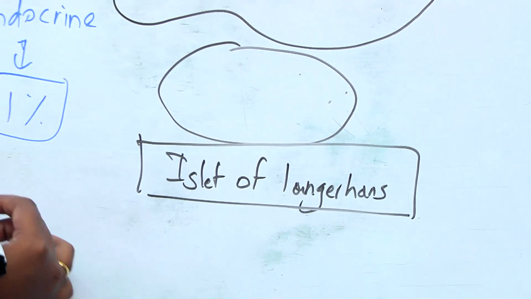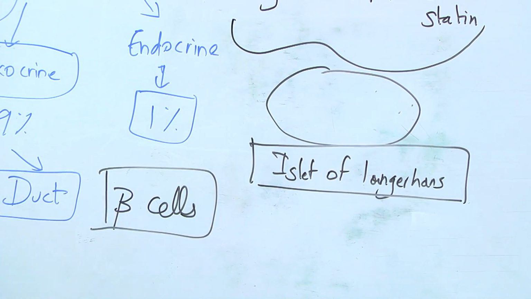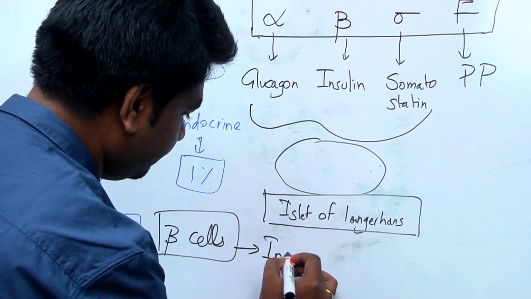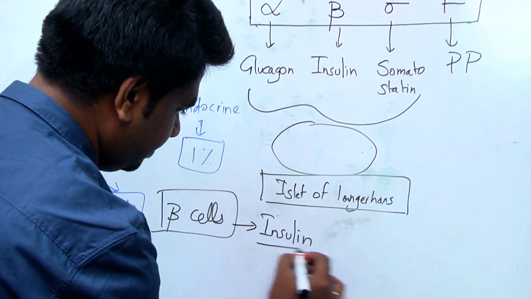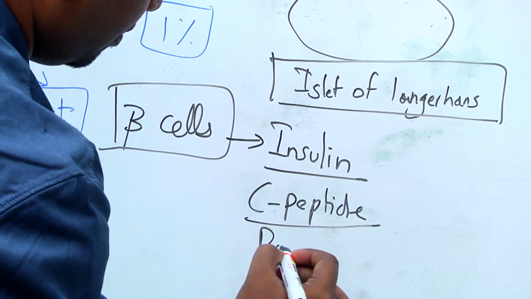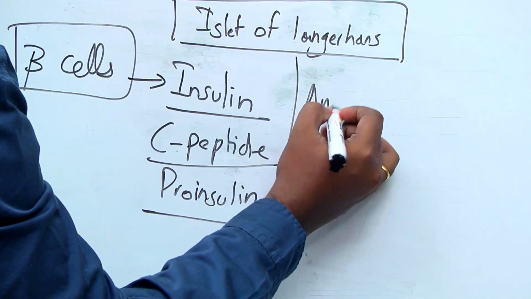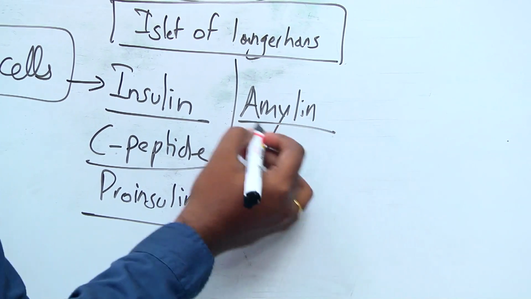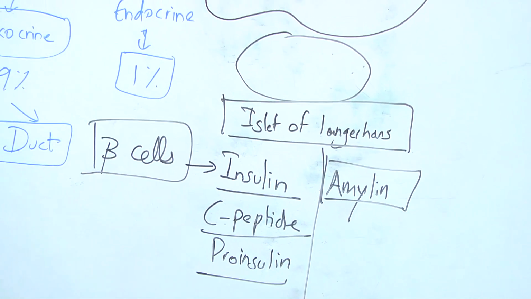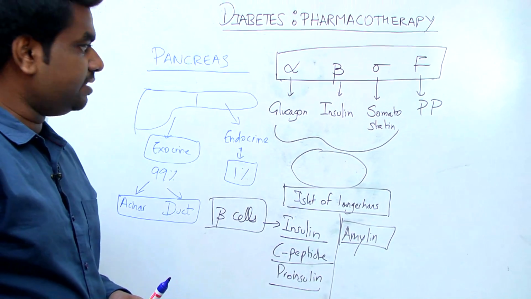So now we'll see what the beta cells secrete. I said earlier that the beta cells secrete insulin, but it does not secrete only insulin. So what other things does it secrete? It secretes insulin, it secretes the C peptide, it secretes some pro-insulin also, and most importantly it also secretes amylin. So that is one important thing you should remember while studying diabetes. So these four are secreted by your beta cells. So now we'll see how the insulin is secreted. That is the first step we'll be seeing in this lecture.